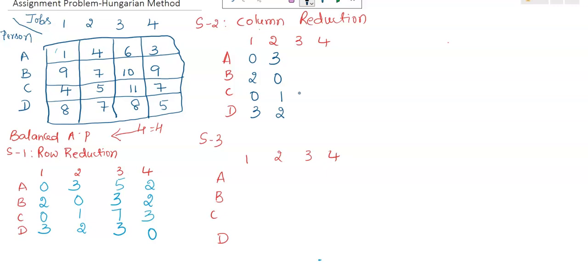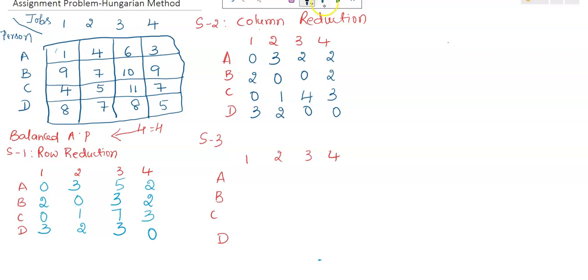In the third column, the least value is 3. So 5 minus 3 is 2, 3 minus 3 is 0, 7 minus 3 is 4, 3 minus 3 is 0. In the fourth column, the least value is 0. If you subtract 0 from any value, you will get the same. Therefore, the fourth column elements are retained the same.